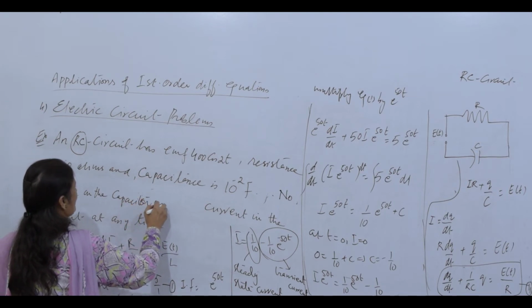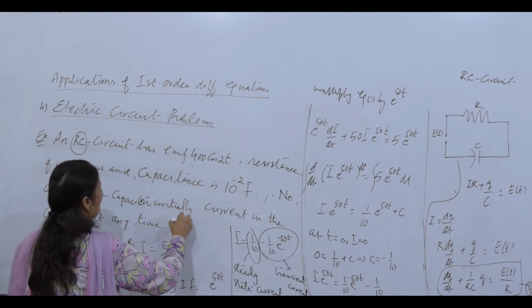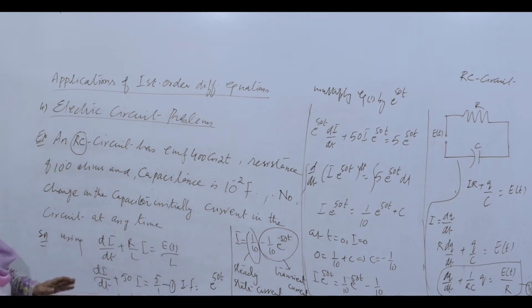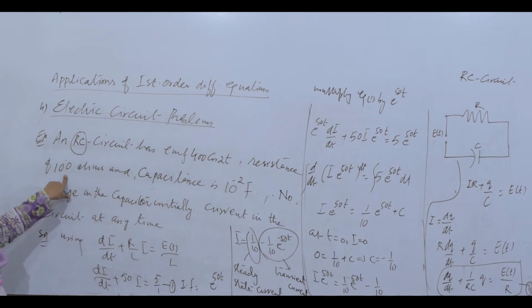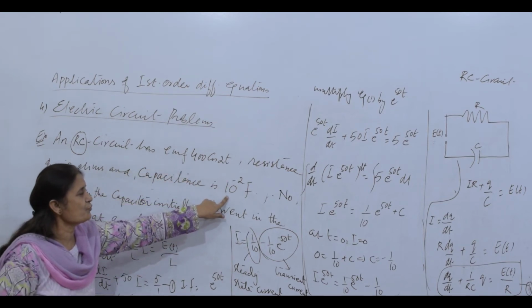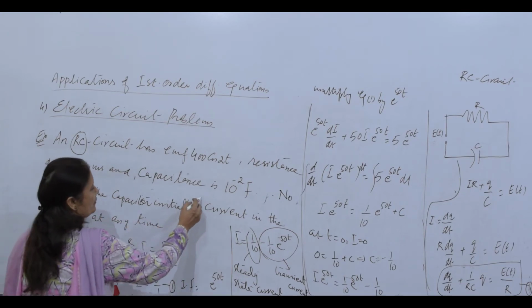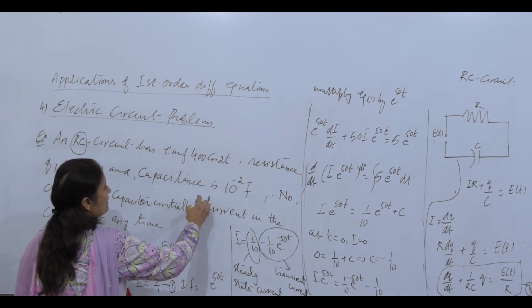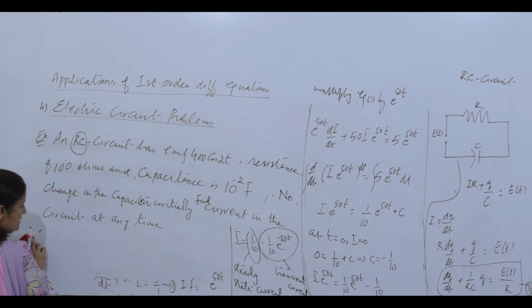So an RC circuit has this EMF, a resistance of 100 ohms, and a capacitance of 10 raised to power minus 2 farad. No charge on the capacitor initially. Find the current in the circuit at any time. This is all about the data.